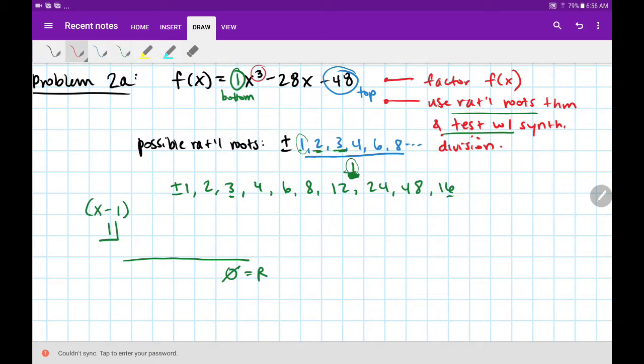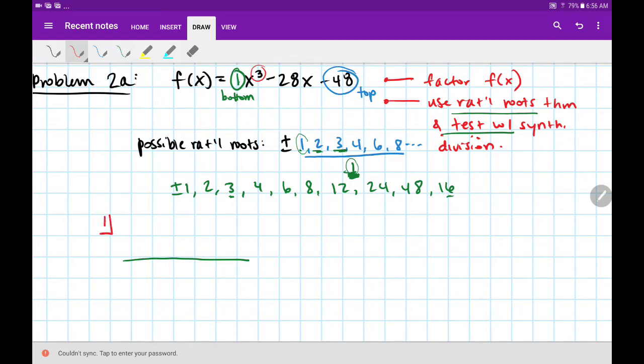Okay, so having 1 as our test value means that x minus 1 would be the factor that we found out evenly goes in because it had a remainder of 0. But I'm kind of giving you a preview, but let's see if 1 actually works.